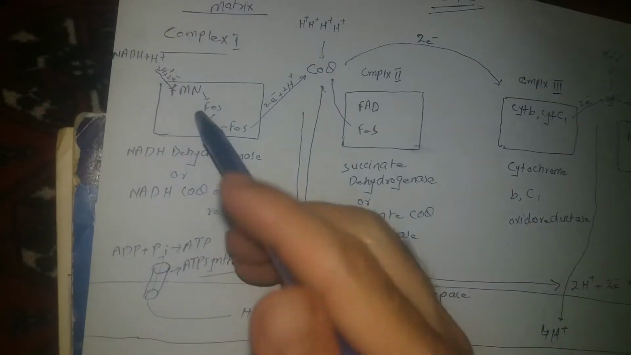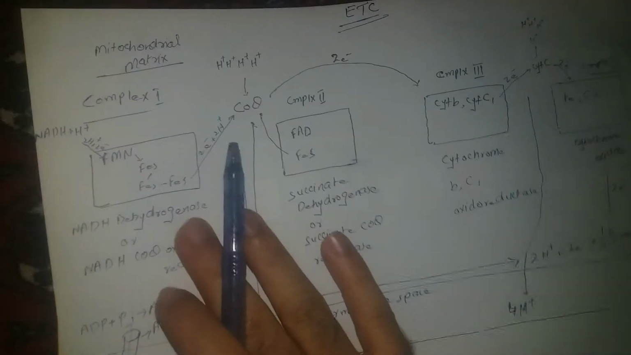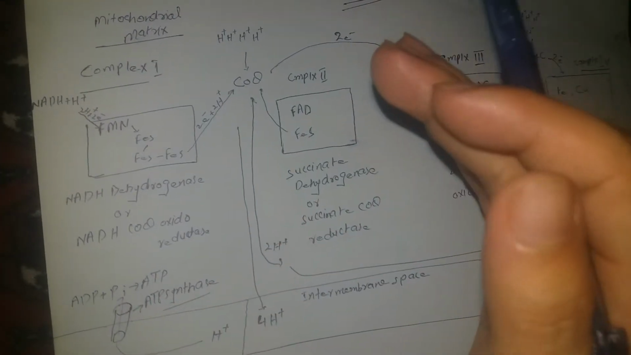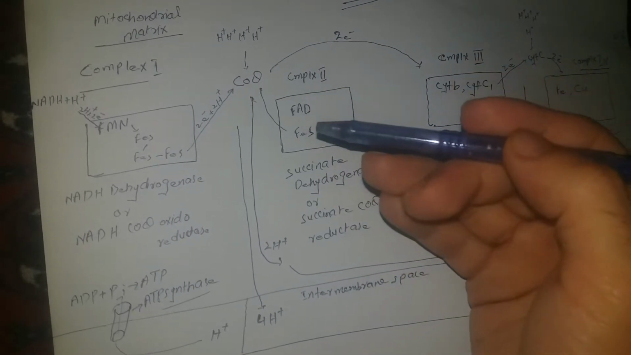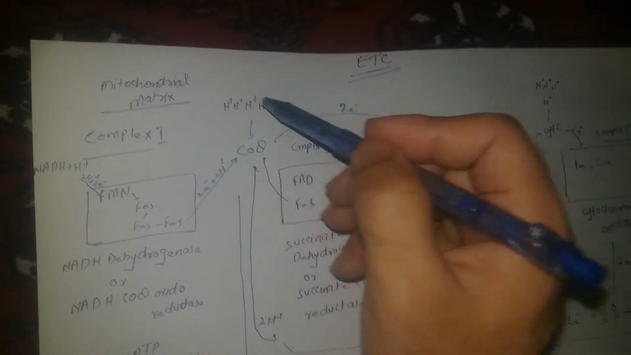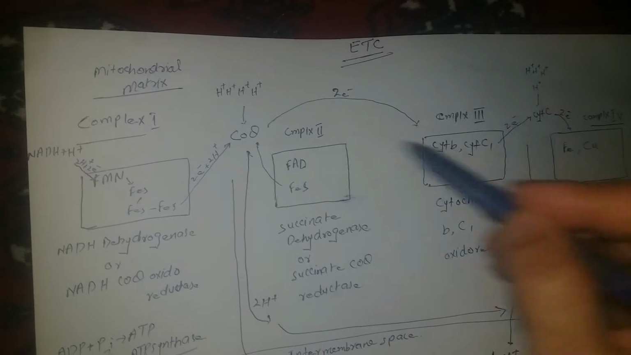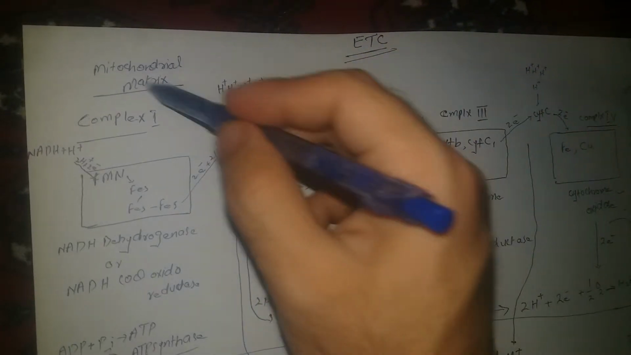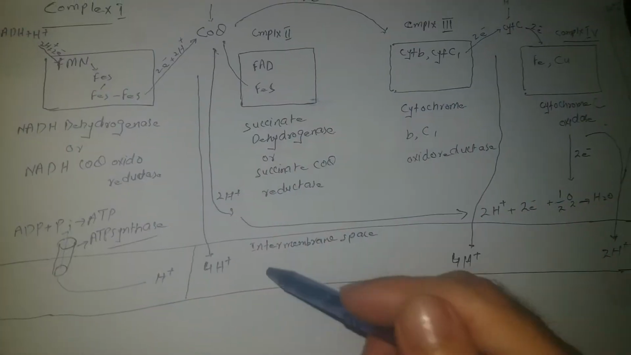So once electrons are transported from one complex to another complex, energy is released. That energy will cause protons to be pumped from the mitochondrial matrix into the intermembrane space. So four protons will be pumped when electrons are moving from complex 1 to complex 3 via coenzyme Q. So four protons from the mitochondrial matrix will be pumped into the intermembrane space.